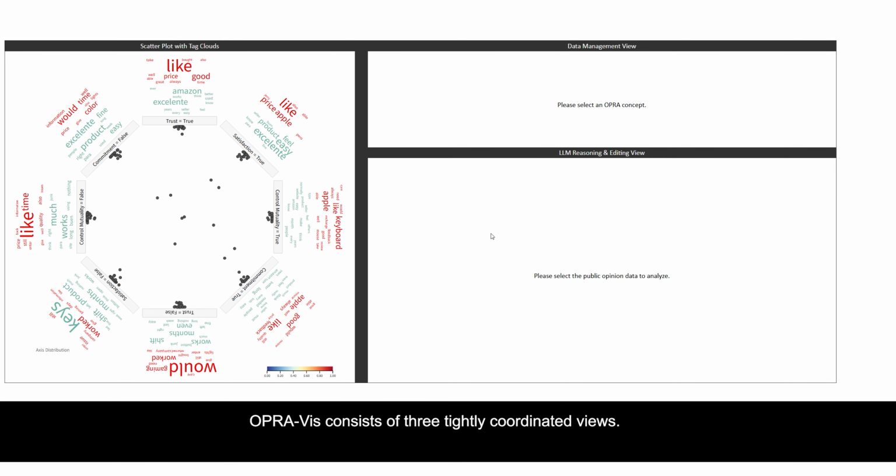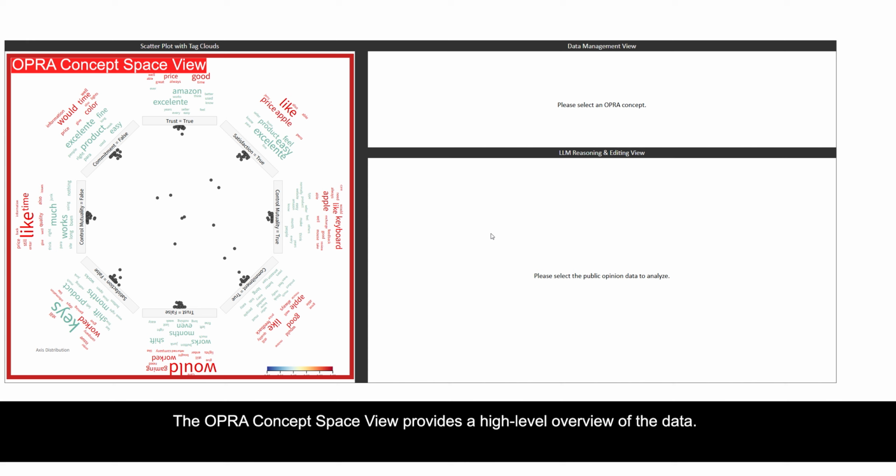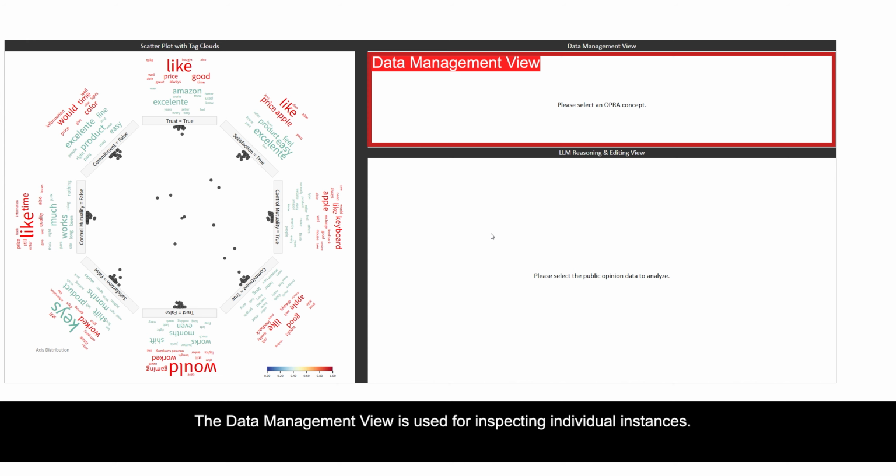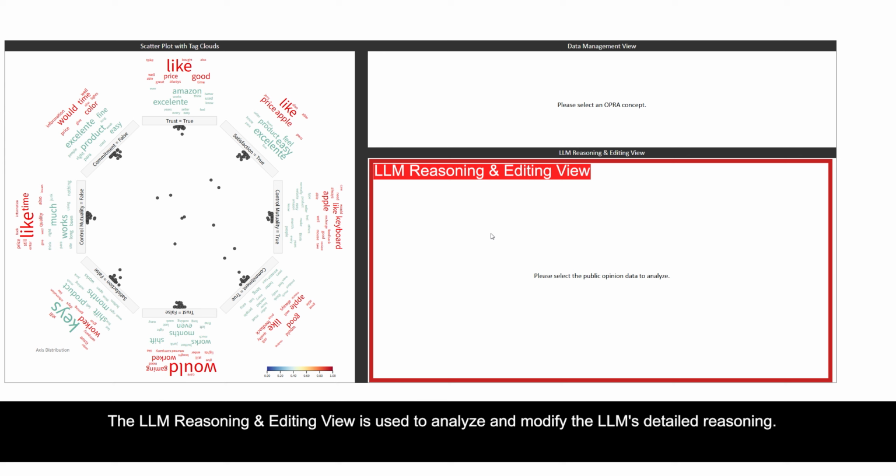OPRA-Vis consists of three tightly coordinated views. The OPRA Concept Space View provides a high-level overview of the data. The Data Management View is used for inspecting individual instances. The LLM Reasoning and Editing View is used to analyze and modify the LLM's detailed reasoning.